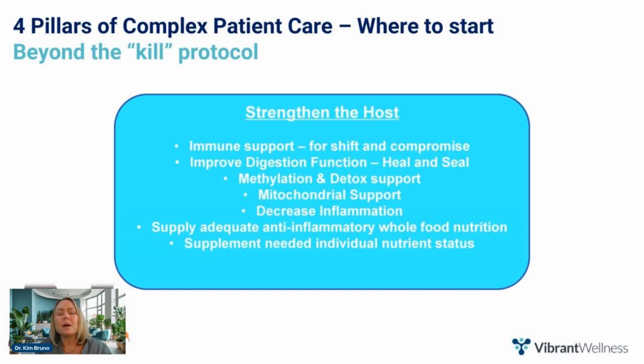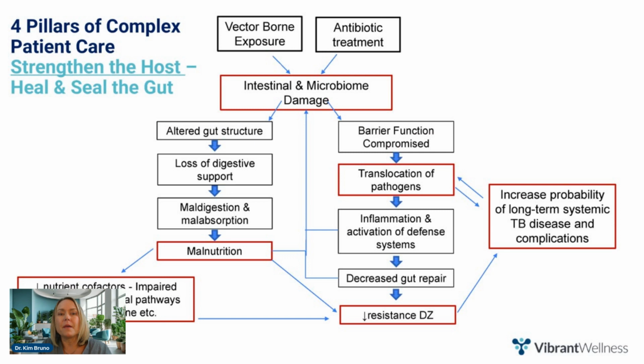But number 1, or box 1, is strengthen the host. So that's that immune system support and shift and compromise that Dr. Salt talked about. We're going to talk about digestion function and mitochondrial support, dealing with their detox support, their ability to methylate, how much inflammation is in their environment, how much inflammation is in their system. Do they have a good whole food anti-inflammatory diet, and what are their supplemental needs for their nutrient status? So I just pulled a couple of them out.